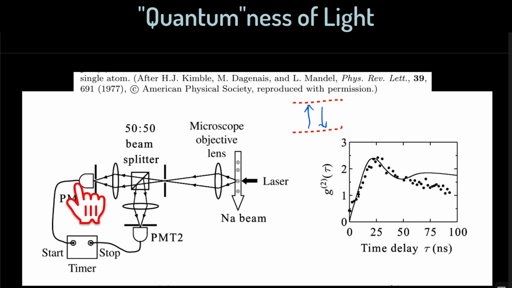Part of it goes to PMT1, which is photomultiplier tube 1, and the rest to photomultiplier tube 2, and then you perform the timing measurements as we explained in the Hanbury Brown-Twiss experiment. And here is a remarkable result that the authors observed: the G2 value of tau is now less than 1. This is one of the characteristics of a quantum source of light, and this is where the quantumness comes into the picture.